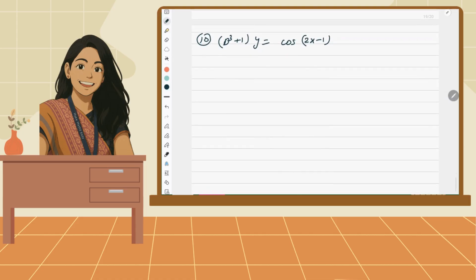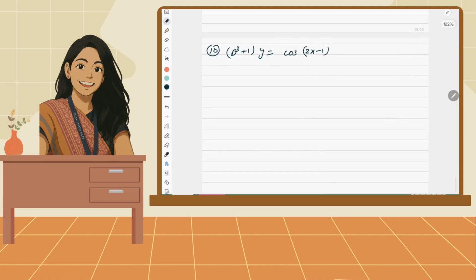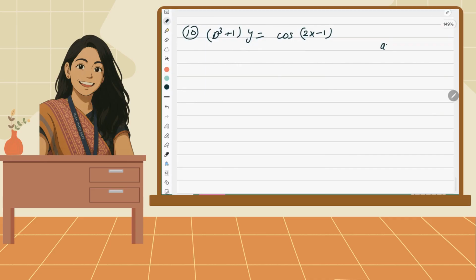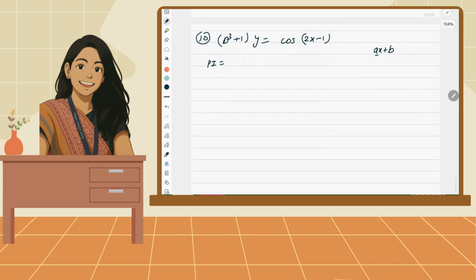Now see here, don't get confused when you have 2x minus 1. I have told you the formula for ax plus b, right? So here b is minus 1 and a is 2 only. So it won't create any issues. So PI is equal to cos(2x minus 1) upon D square into D plus 1. And you will put D square equal to minus 4 only because the coefficient of x is 2, right? So cos(2x minus 1) upon minus 4D plus 1.